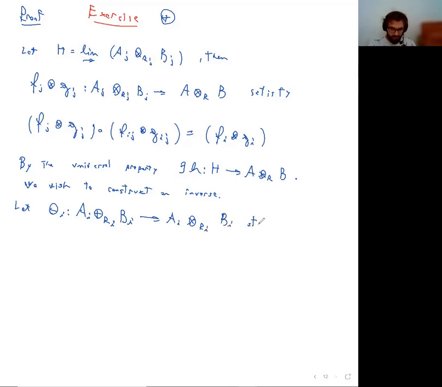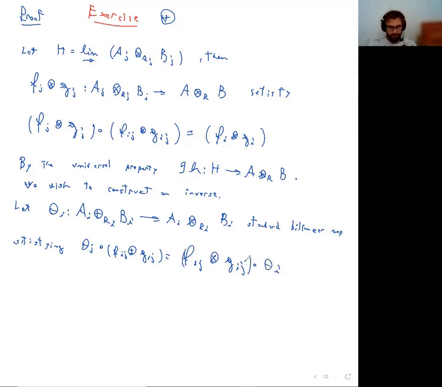So standard bilinear linear map satisfying theta j of Fij plus Gij is equal to Fij tensor Gij theta I. Here you have the sum and here you have the tensor product.